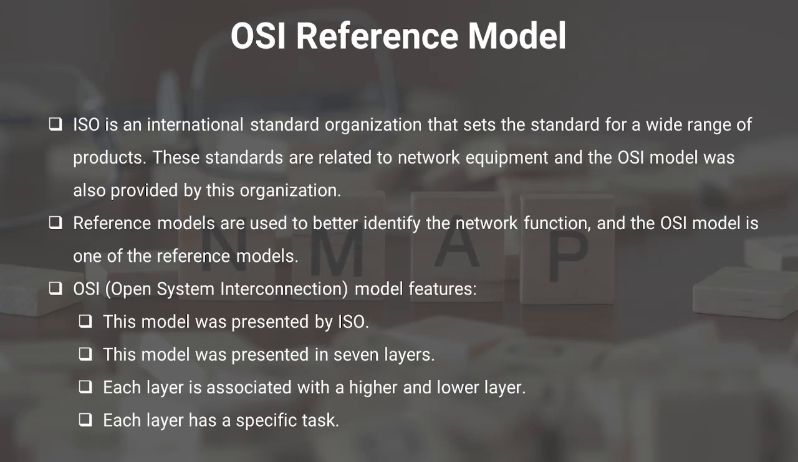As we said, it was presented by ISO, and this reference model has 7 layers that we're going to look at on the next slide. Each layer is associated with a higher and a lower level, and each layer has a specific task. Also, for your general knowledge, before the OSI reference model there was a TCP reference model that's not usable anymore, so we're just going to talk about the OSI reference model. Let's see how it works.